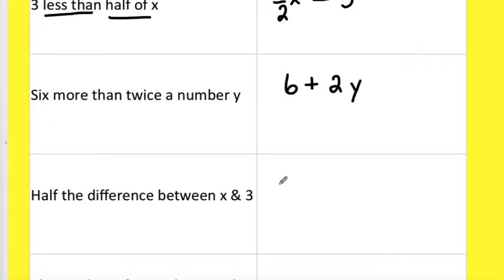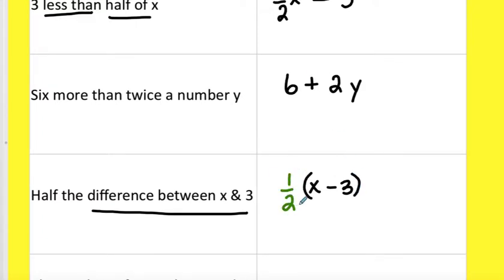Half the difference between x and 3. Half the difference, okay, between x and 3. So the difference between x and 3 has to be done first. I want half of that. So that's an expression that I would need to put in parentheses with a half outside. I also could turn that into a division problem and write it as x minus 3 divided by 2, because when you divide something by 2, you are taking half of it.